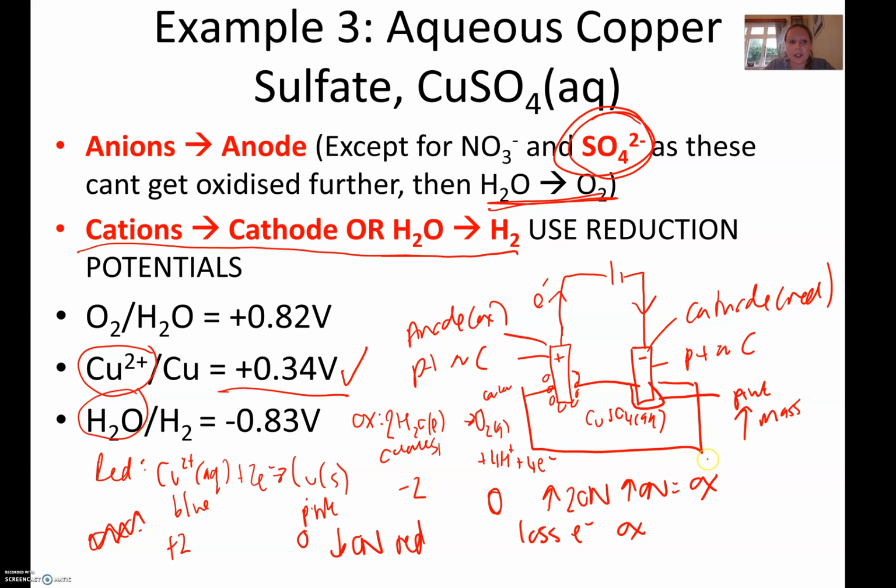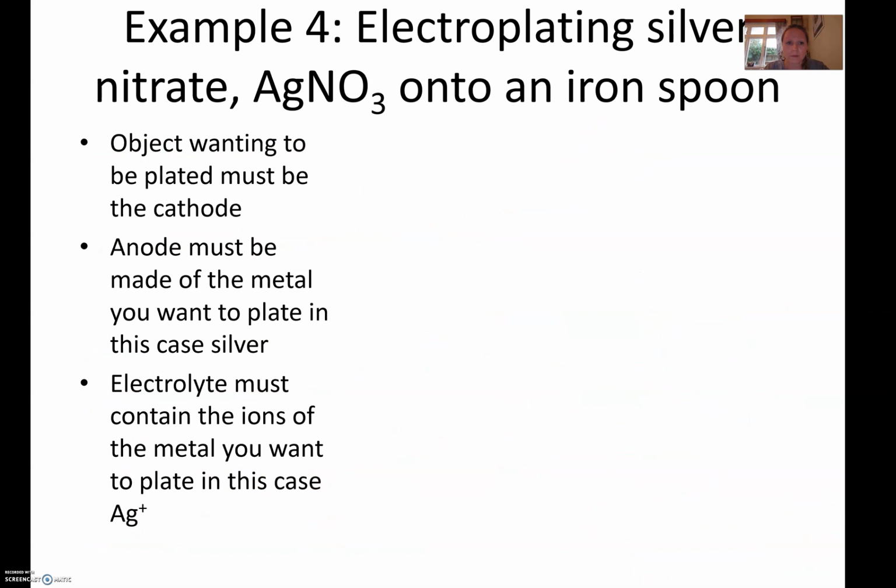So the final thing here, let's do a reduction potential. So the E0 cell is reduction minus oxidation. So the reduction was copper, 0.34, minus the oxidation, which was here, which is 0.82, and that gives you negative 0.48 volts. Because that's negative, it is non-spontaneous. Hopefully that all makes sense.